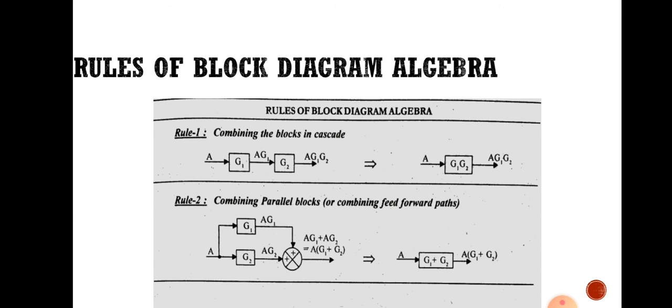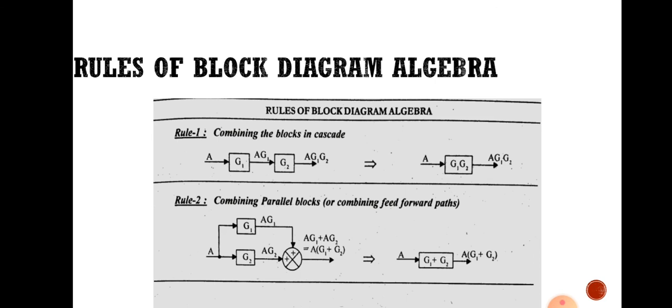See, in the first rule, the first block is G1 and the input to that block is A, and the output of the first block is AG1. That AG1 goes to the second block G2, and the output of the second block will be AG1 into G2. That means if we give an input to a system, the output will be the multiplication of input and the system gain, okay? So we can cascade these two blocks into a single block with a gain G1 into G2. The importance is that if in a control system you are given two blocks, you can combine them by changing the gain to the multiplication of the two gains, that is G1 into G2.